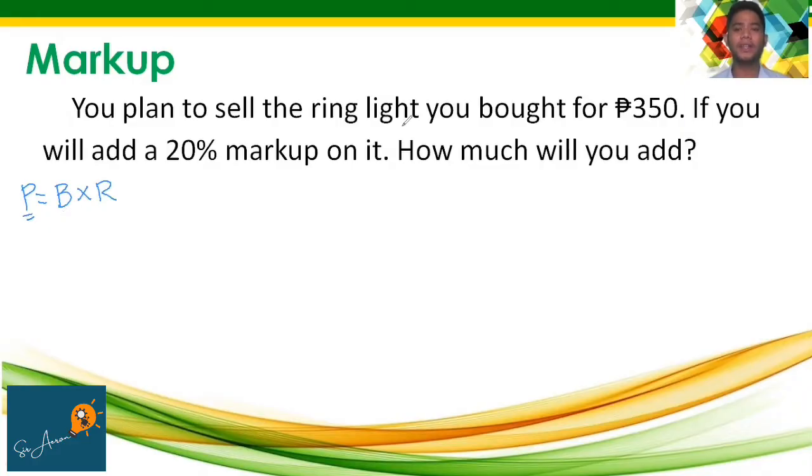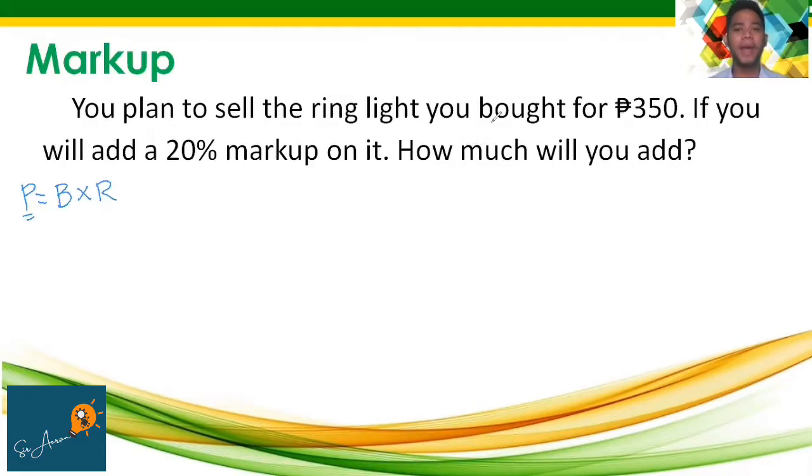So, i-identify natin yung mga given dito sa problem. So, basahin muna pala natin yung problem. You plan to sell the ring light you bought for 300 pesos. If you will add 20% markup on it, how much will you add? Okay, so bumili ka ng ring light tapos ipagbebenta mo yun, nabili mo siya ng 350 pesos. So dadagdagan mo daw siya ng 20% na markup, so magkano daw yung idadagdag mo sa kanya?